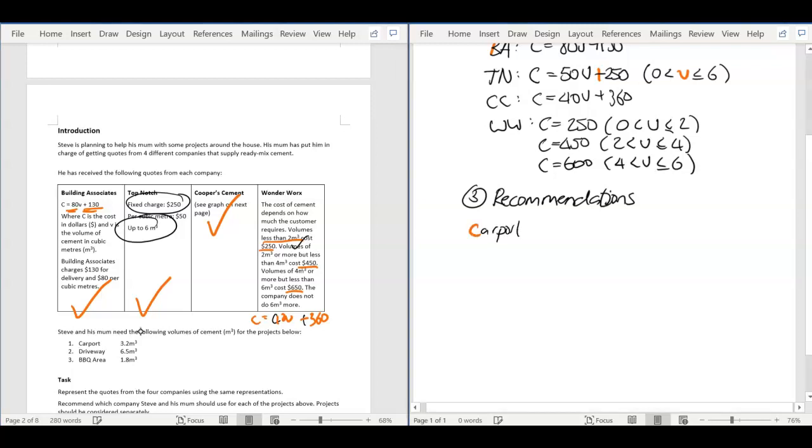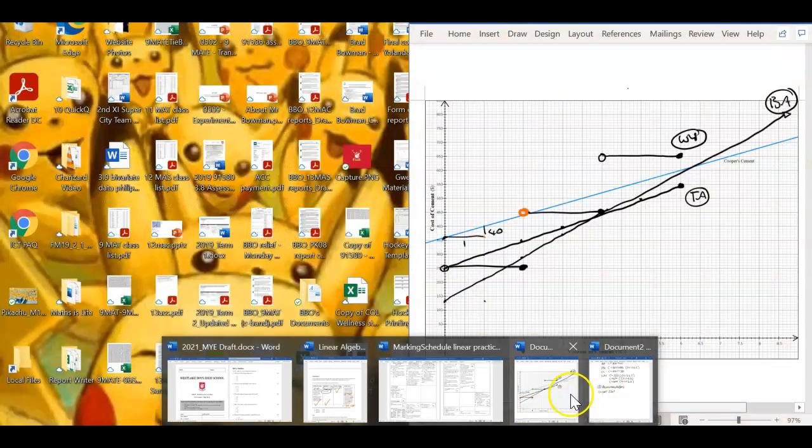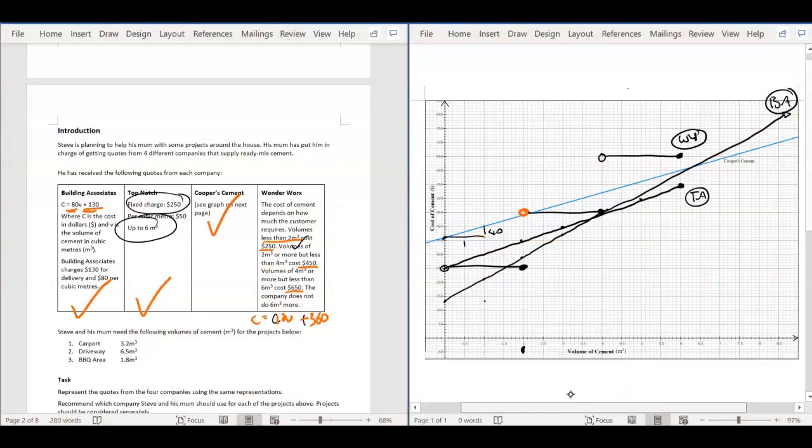So we've got the carport, and that's 3.2 meters cubed. And to start off with, we're going to navigate to our graph, and we're going to find 3.2 on our graph. So 3.2 sits up here, and we're just going to do a nice dotted line up just to figure out which company is going to be the cheapest. And we can see it there. So that company is Building Associates.